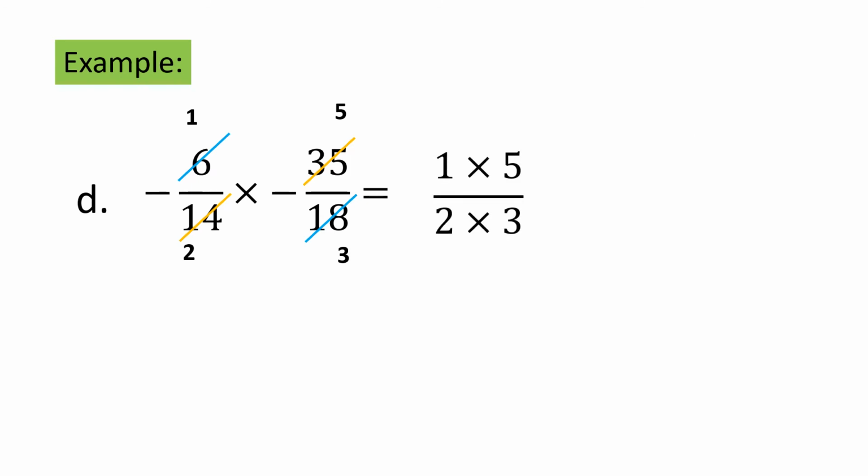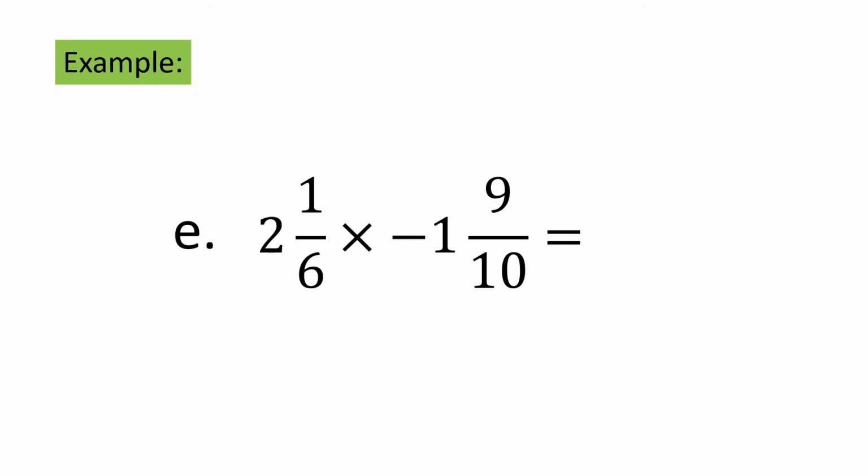Yun na lamang ang imu-multiply natin. So, 1 times 5 over 2 times 3. Therefore, magkakaroon tayo ng 5 over 6. Bakit positive yung sagot natin? Kasi, ang given kanina ay dalawang negative numbers. Negative times negative is positive. Kaya, positive 5 over 6.